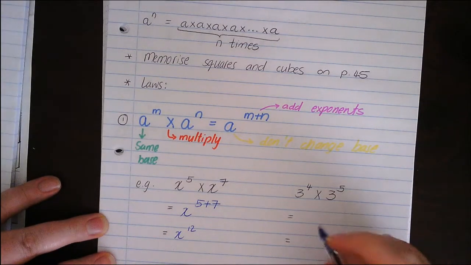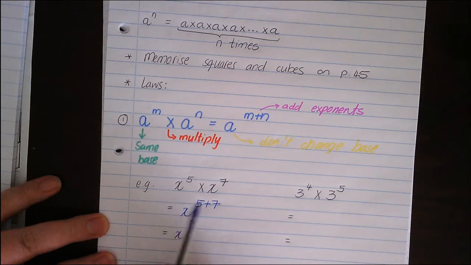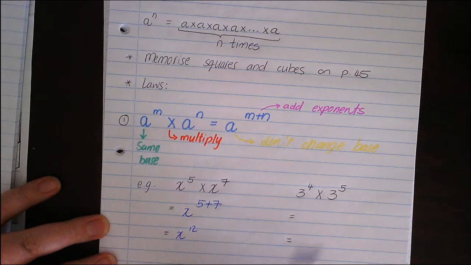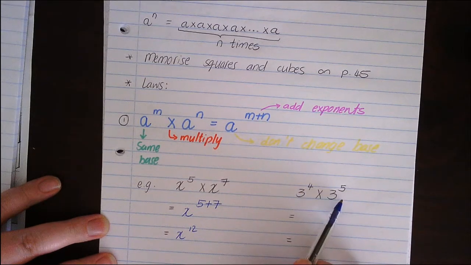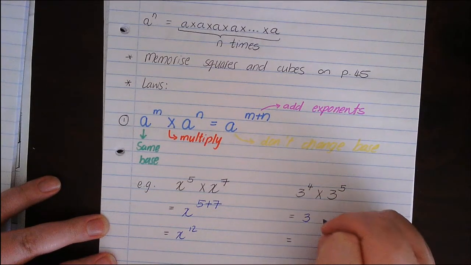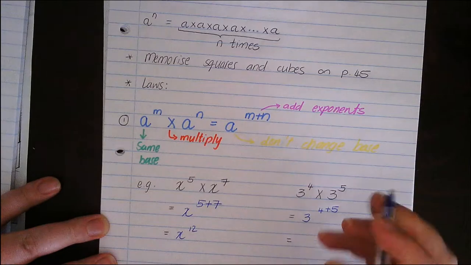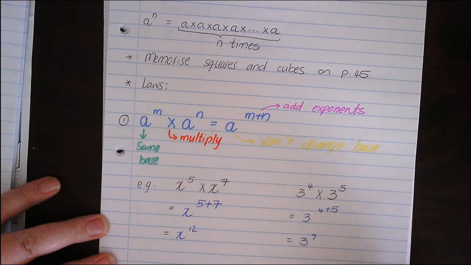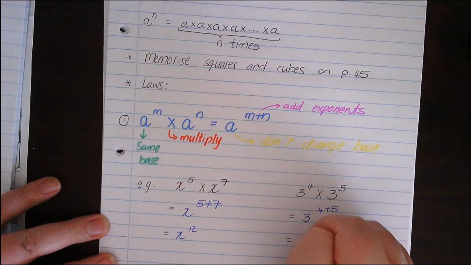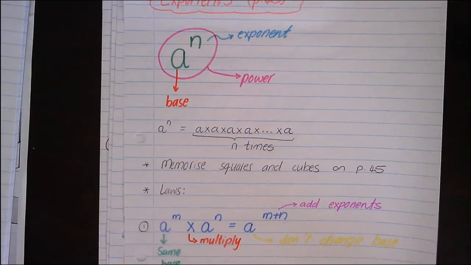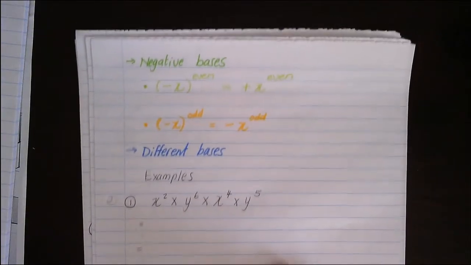Now, you tend to be fine when the base is a variable, but let's look at what it looks like when there's no variable. 3 to the power 5 times 3 to the power 4. But we don't change the base. The base stays the same, and we add the exponents. That gives me 3 to the power 9, and of course you can use your calculator to simplify that, but the question usually will say without the use of a calculator. These exponent laws you must know off by heart.